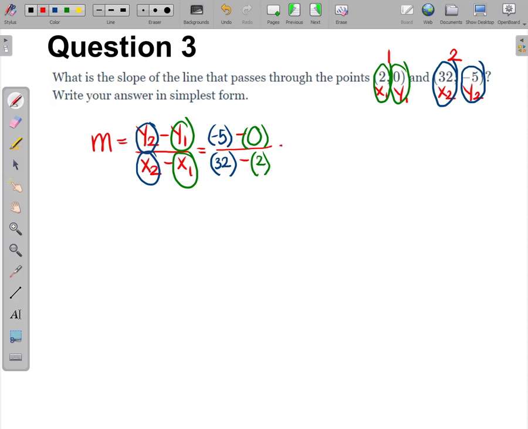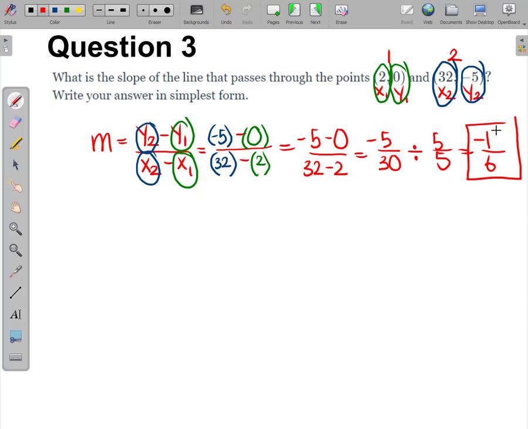Let's get rid of those parentheses and simplify. So this is really -5 minus 0 over 32 minus 2. So -5 minus 0 is -5, and 32 minus 2 is 30. Then 5 and 30, I can divide by 5 over 5. And -5 divided by 5 is -1, and then 30 divided by 5 is 6. So our slope for number 3 is -1 over 6.